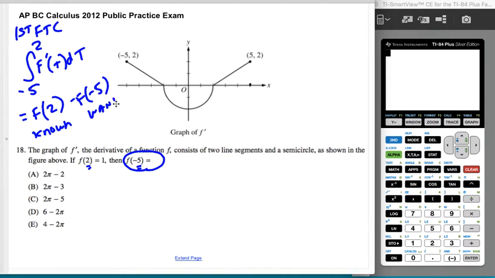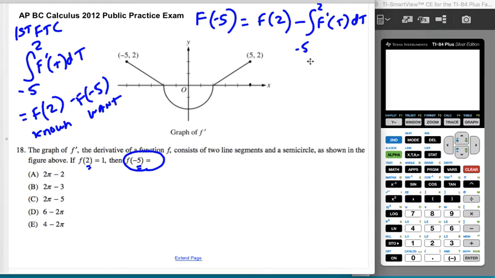That's what we want. So if we reposition by adding the f of negative 5 over and subtracting the integral, we're going to get that f of negative 5 is f of 2, a known quantity, minus an integral that is a convenient geometric area that we can find, right? And that's what we're going to do. We're going to find this area with geometry.